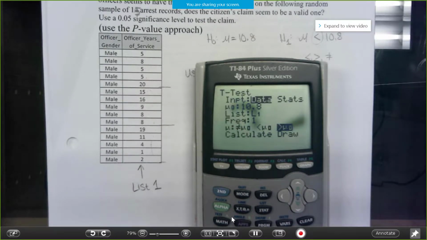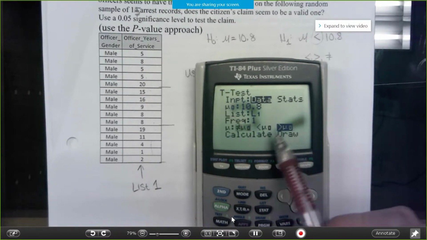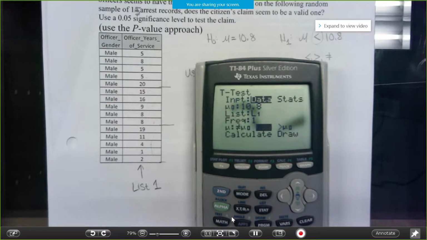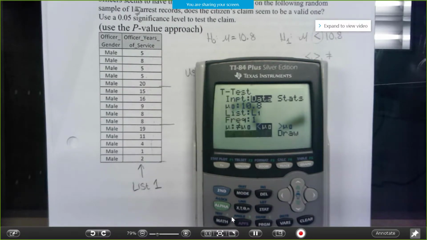Okay, hit stat. Arrow over to tests. You were hitting second stat. You just have to hit plain old stat, not second stat. Yours doesn't have a frequency in it? I figured it out. Okay. And then we want to change it to be the less than. So arrow down to that row, highlight less than, and press enter. And then go to calculate and press enter.